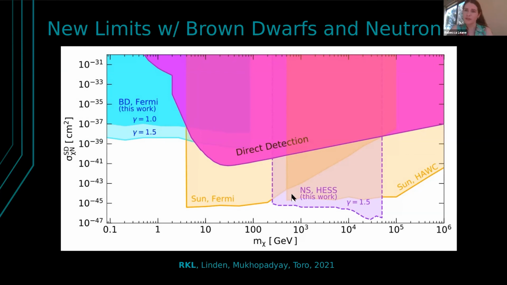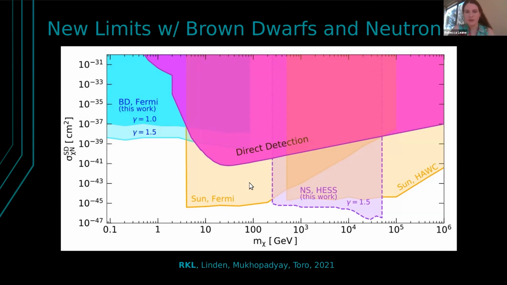For the neutron stars, as I showed you earlier, you need to have more of a pointy profile to see them. So that's why we're looking at these higher masses over here, where the center of the galaxy isn't as bright, so you can see their signal. They'll sit somewhere in this regime here. So we can get new limits now using brown dwarfs and neutron stars in the center of the galaxy.